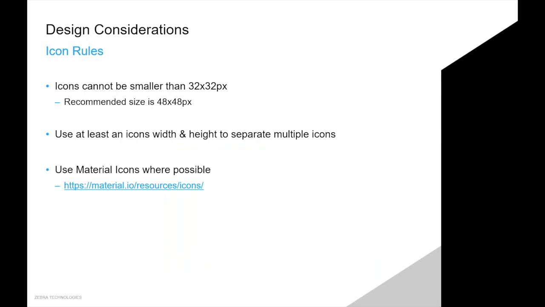And then finally, in the design considerations section, we've got some rules for icons. They should never be smaller than 32 by 32 pixels, but we recommend using 48 by 48 pixels. When you place icons on the screen, you want to make sure that there's at least a width and height of icon separation between the icons, and we would recommend using Material Icons where possible. Material Icons are provided by Google. They're a free resource that you can just pull from the link on the slide. Again, this is just a recommendation rather than a hard and fast rule. If you have a separate icon library you'd rather use, of course, feel free.